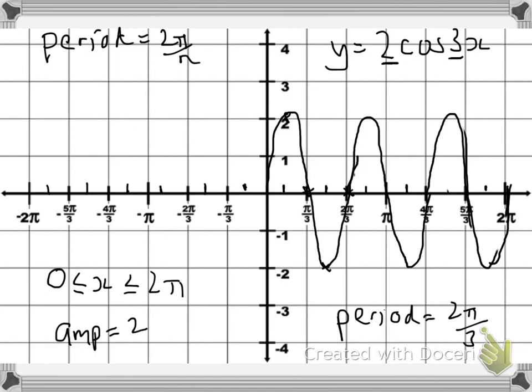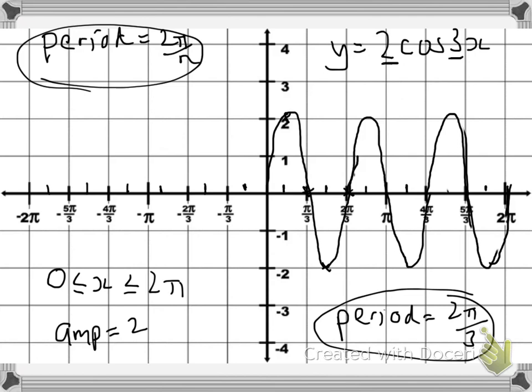Okay, could have done it a bit neater, but you get the idea. The key thing here is the period is 2 pi on 3. Why? Because n is 3, the number in front of the x, and the formula for period is 2 pi on n.